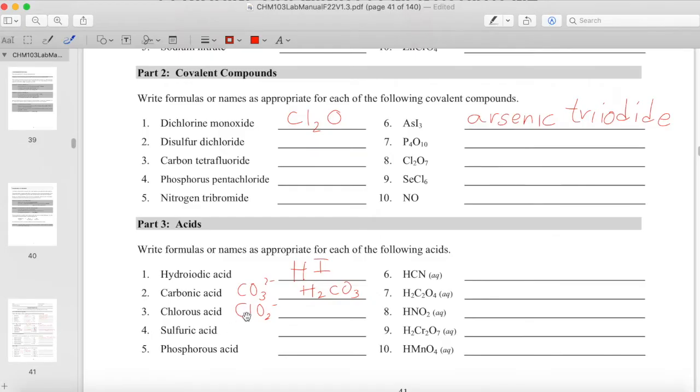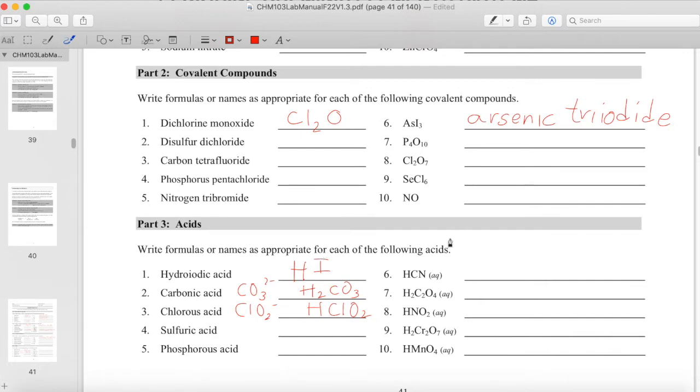So chlorite is ClO2, and if we want chlorous acid, we just have to add H pluses until that's balanced out, which in this case, since it's got a -1 charge, is pretty straightforward. The formula is just HClO2. There we go.